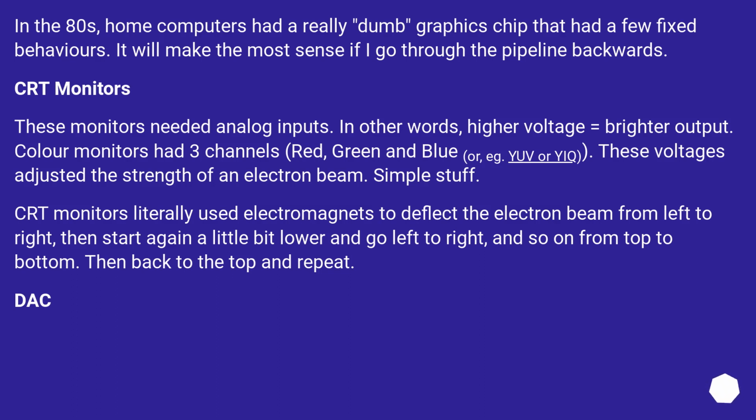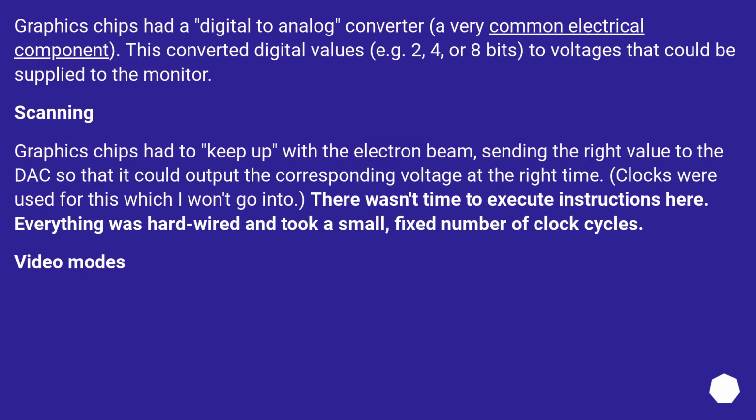Simple stuff. CRT monitors literally used electromagnets to deflect the electron beam from left to right, then start again a little bit lower and go left to right, and so on from top to bottom. Then back to the top and repeat. DAC. Graphics chips had a digital to analog converter, a very common electrical component. This converted digital values, for example 2, 4, or 8 bits, to voltages that could be supplied to the monitor.